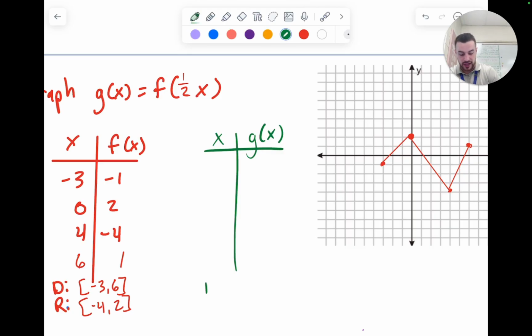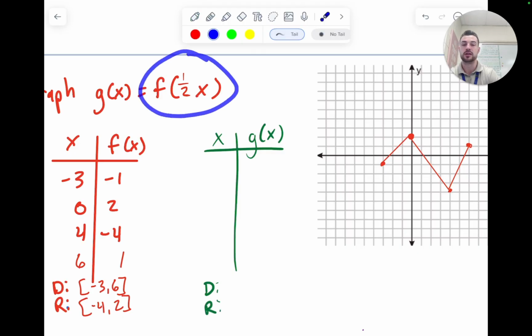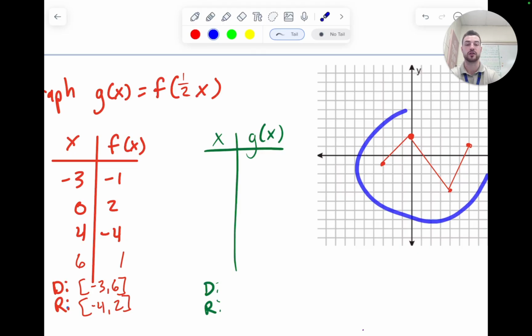So essentially what we're going to have to do is apply our transformations as we can see them up here. And we're going to apply them from one table to get our other table, which is going to be of g of x, and then we'll graph it over here and come up with our domain and range.